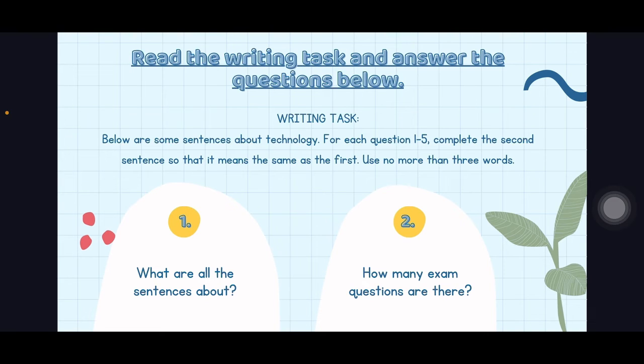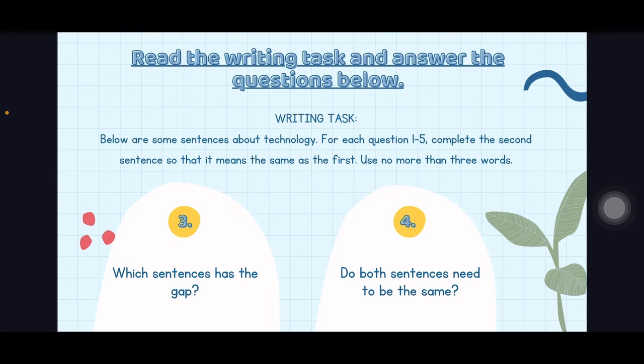For question number 2, how many exam questions are there? We do have 5 questions, because you can see in the second sentence from the writing task, for each question 1 until 5, so we have 5 exam questions in the writing task mentioned.